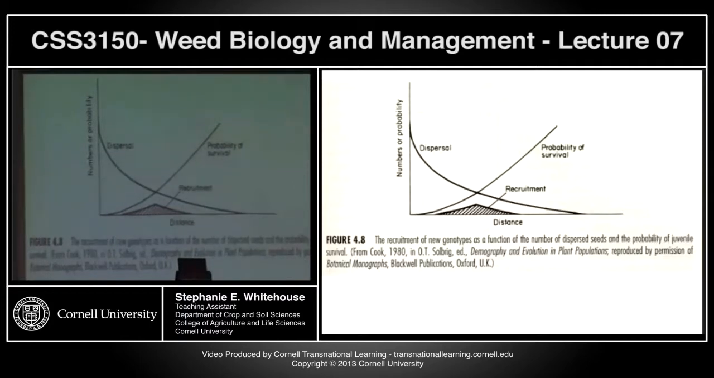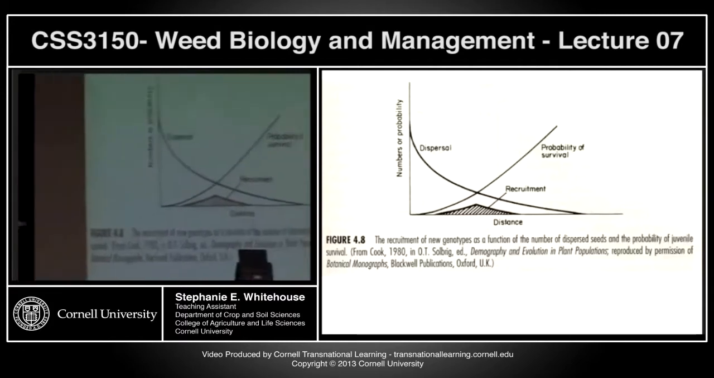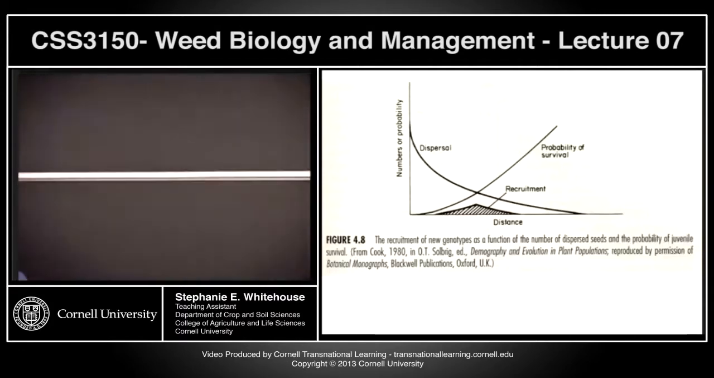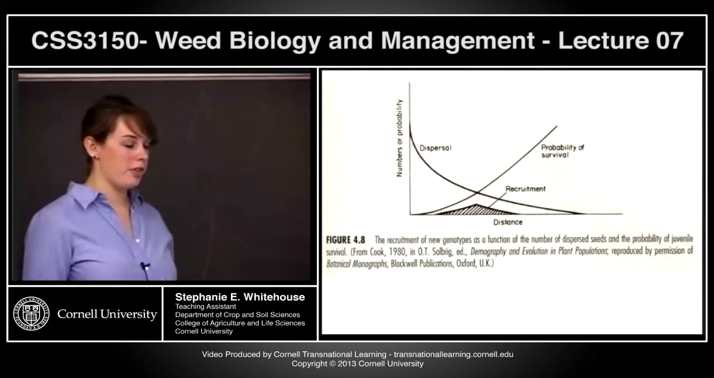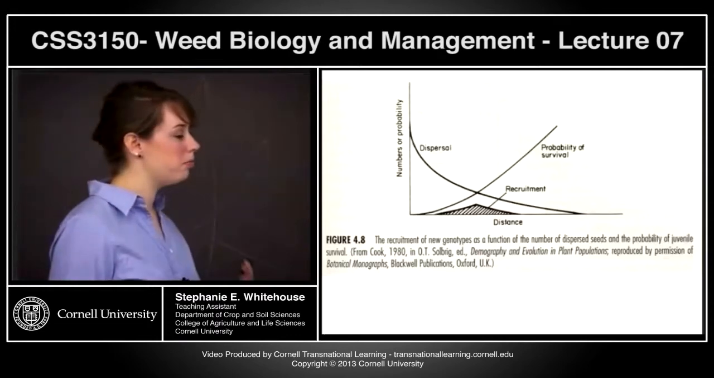Higher numbers also lead to an increased probability of survival, which is seen by the increasing curve up here. So when you have higher numbers of seed produced, you're assuming that the number of seed that is going to end up surviving relative to the distance is going to be higher, because you have that bigger volume of seed.